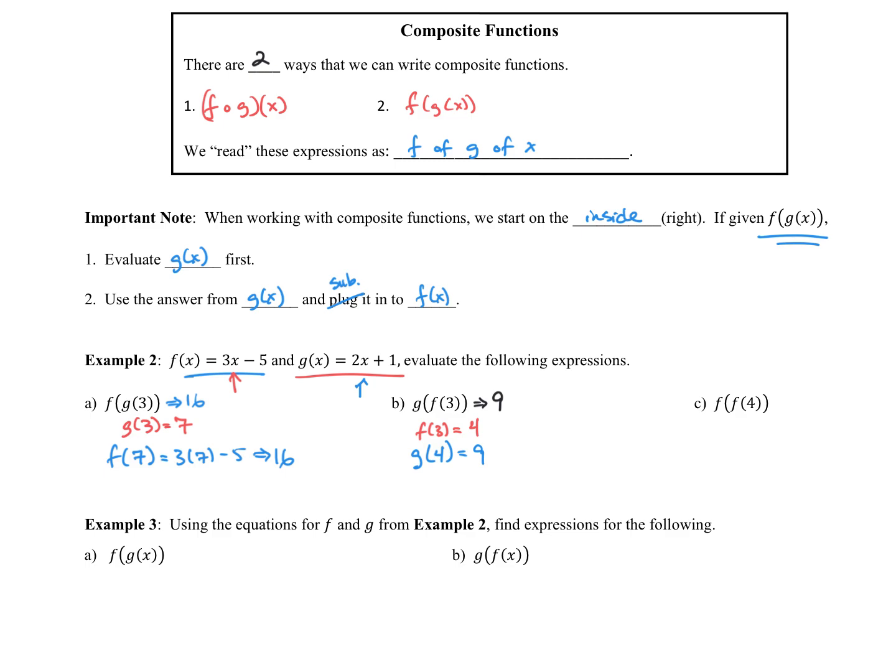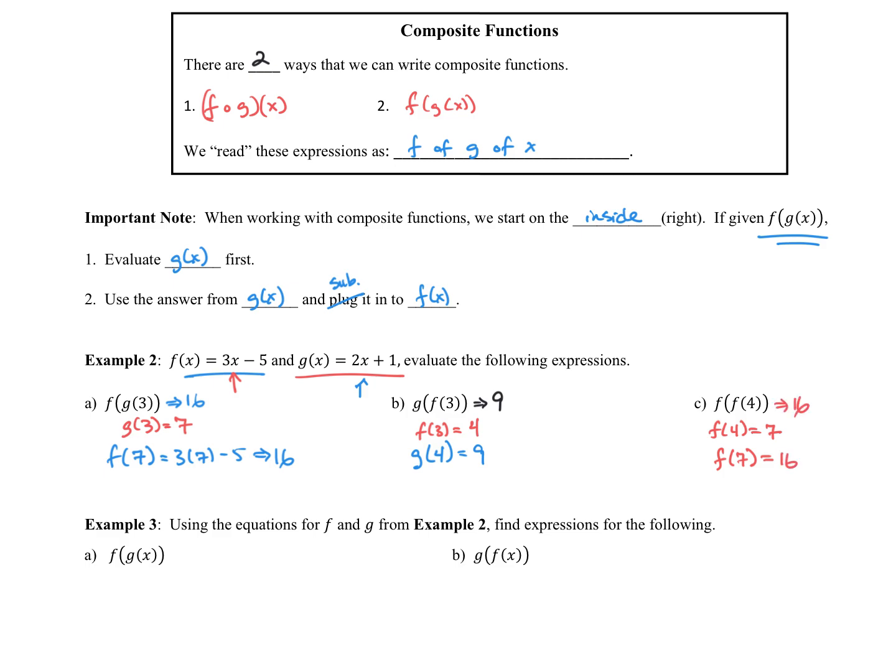All right, let's do the next one. So now we find f of f of 4. The first thing we need to do is find f of 4. And so we're going to substitute in 4 right here. So 3 times 4 is 12. 12 minus 5 is 7. And so f of 4 is 7. So now I need to find f of 7. And so again, I'm going to substitute in 7 right here. So 3 times 7 is 21 minus 5 is 16. And so I'd end up with f of f of 4 is 16.